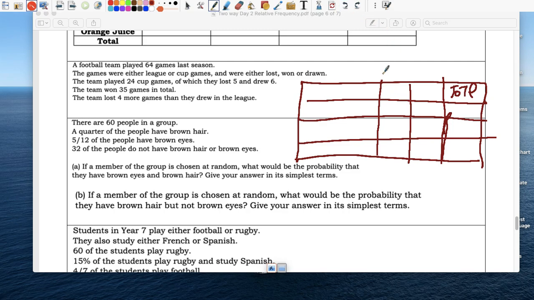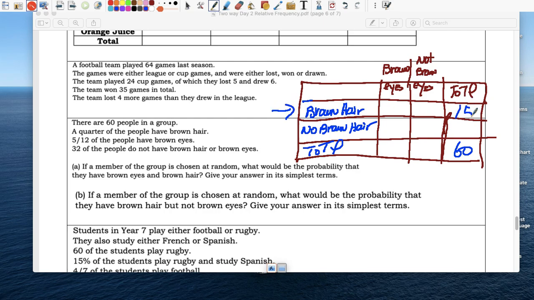Let me write this properly. Brown eyes. Okay, and this is not brown eyes. And then going across, I'm going to have brown hair and no brown hair. All right, let's try this again. 60 people in the group, right here. A quarter of the people have brown hair. So that makes more sense, and that would be 15 people right here.